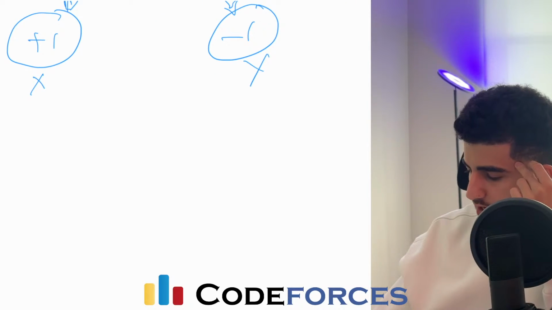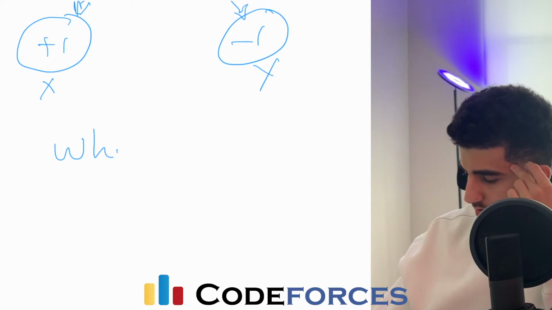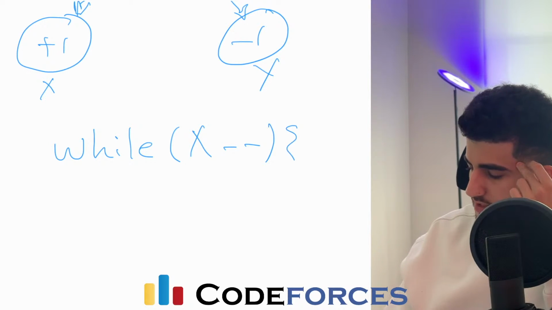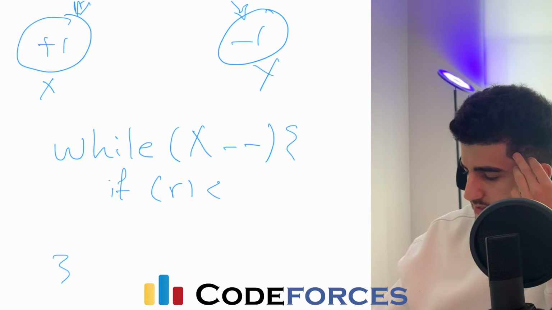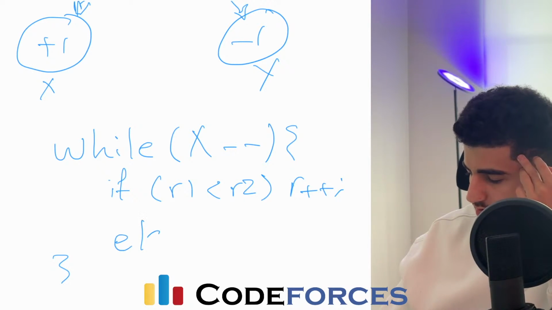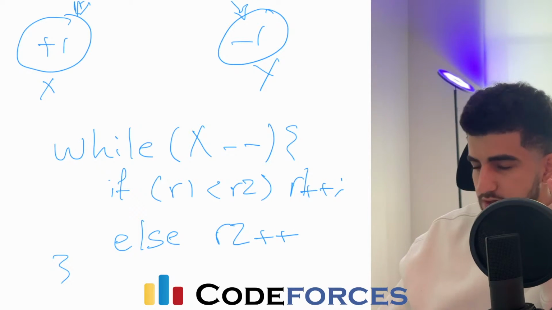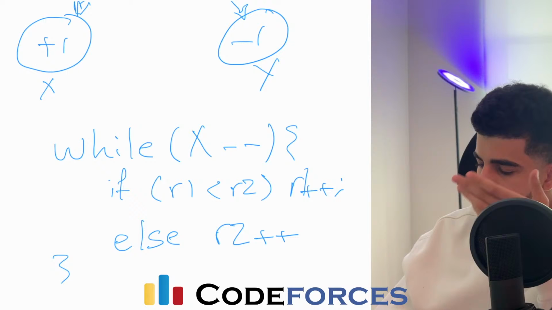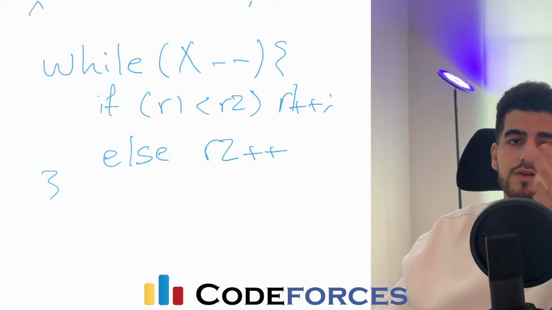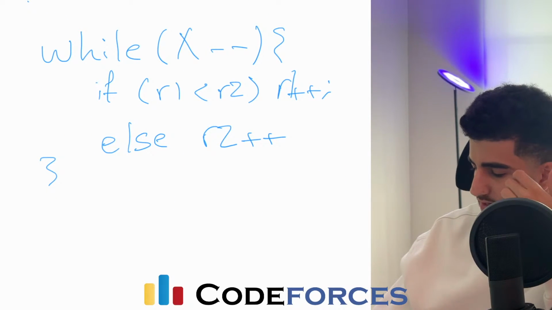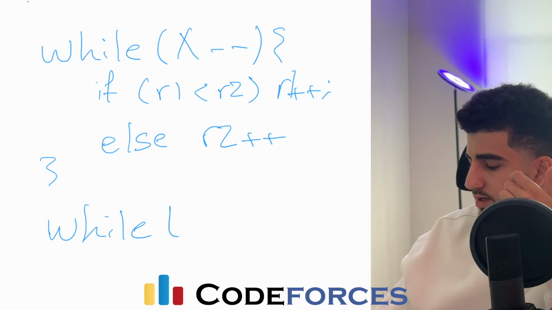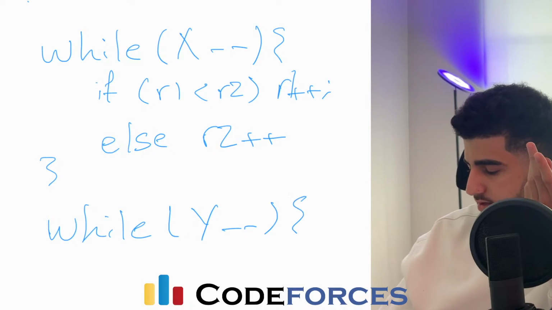I can say that while x minus minus, increase the minimum of them. For example, if the rating of the first one is less than the rating of the second one, r1 plus plus, else r2 plus plus. So I'm doing simply brute force. I'm just seeing which one is less than the other one, and I'm increasing the one that is less. And then while y minus minus, I will decrease the maximum one.